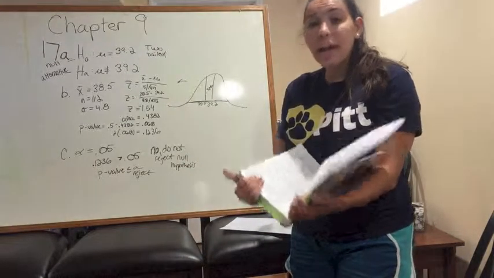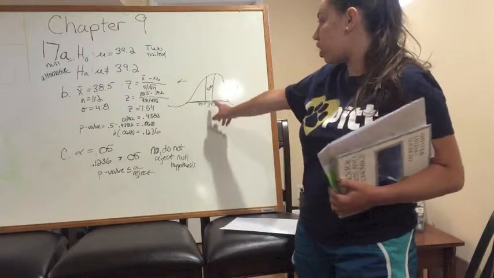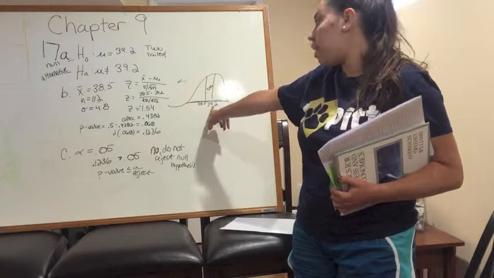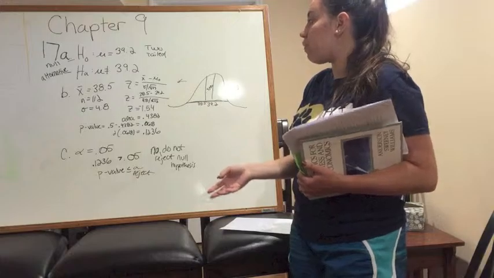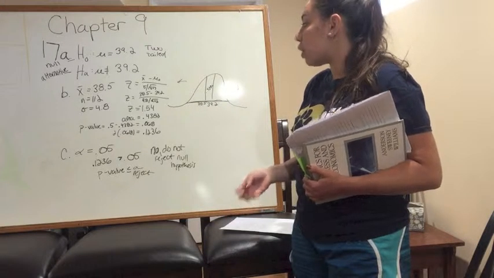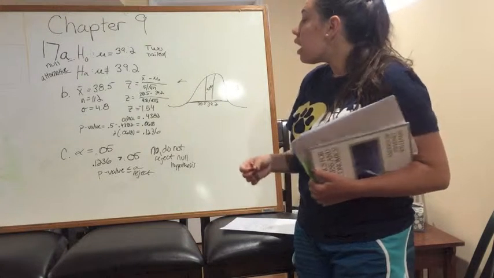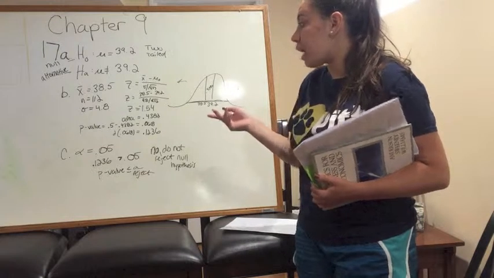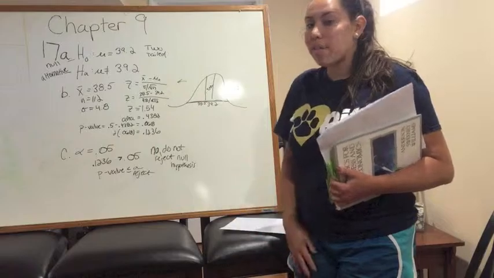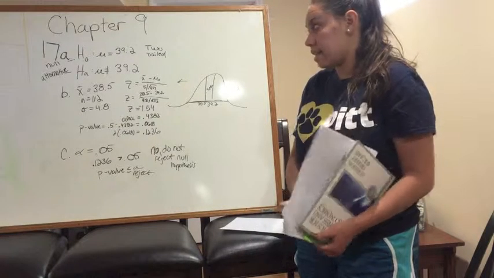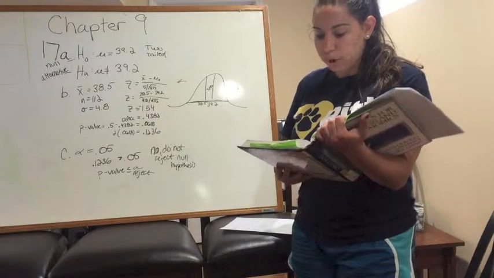So to get our p-value, we draw the picture, and that will be between 38.5 and 39.2. So we have to subtract 0.5 minus 0.4382, which is 0.0618. Since it is a two-tailed test, we're going to have to do 2 times 0.0618, and the final answer of our p-value is 0.1236. So that is the answer to part B.